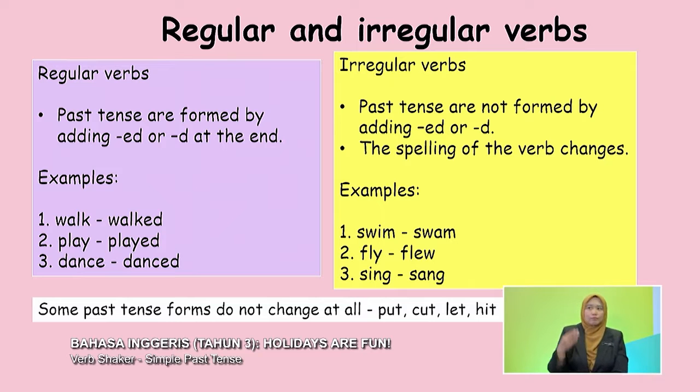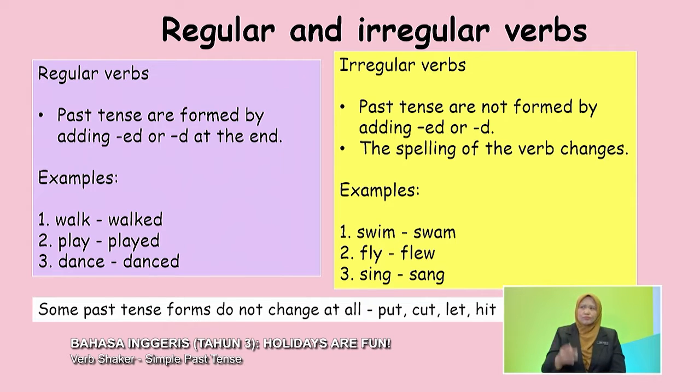Regular verbs are past tense verbs which are formed by adding ed or d at the end of the verb. For example, walk becomes walked by adding ed. Play becomes played by adding ed at the end of the word. Dance, danced by adding d. And we have irregular verbs.